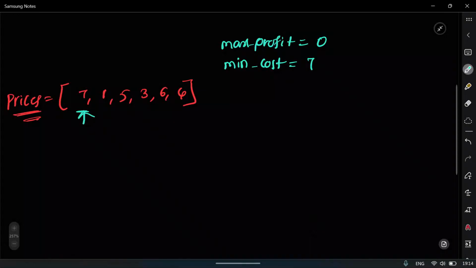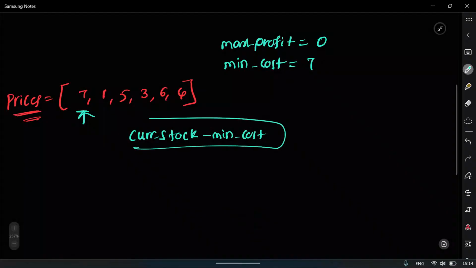And when I am here, the minimum cost is still 7. I'm going to do the current stock price minus the minimum that I have seen so far. I will check whether this gives me the maximum profit or not. And let's simulate this with every element present in the prices array, where the current price is 7 and the minimum we have seen so far is 7, which is 7 minus 7, 0.